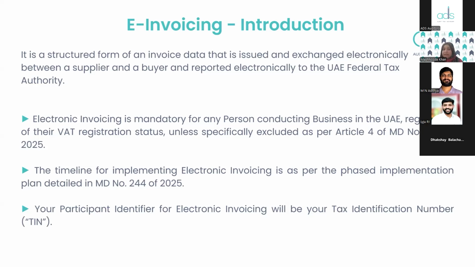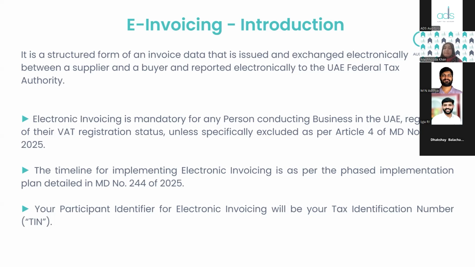The timeline for implementing e-invoicing is as per the phased implementation plan. There's a timeline put up in Ministerial Decision number 244 of 2025, which says when the deadline for implementation of e-invoicing is. It's based on the turnover of the company. If the turnover is 50 million or more, the deadline to appoint an ASP is latest by 31st of July 2026, and you have to go live by 1st of January 2027. Whereas if it's a business whose turnover is less than 50 million, you are supposed to appoint an ASP provider latest by 31st of March 2027, and the business needs to go live on e-invoicing by 1st of July 2027.